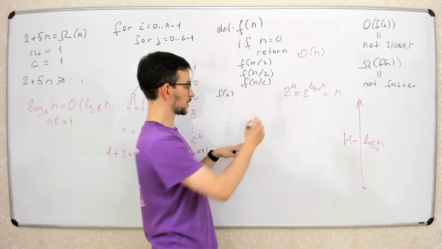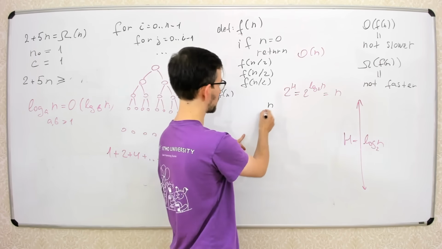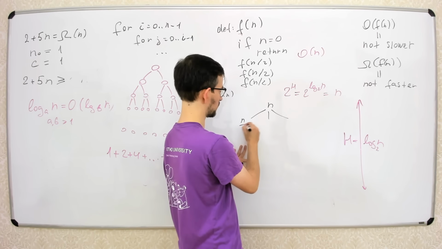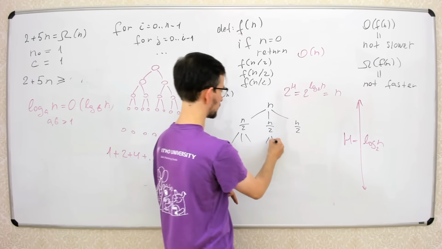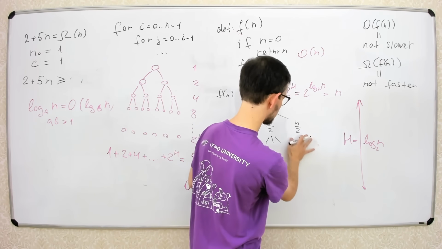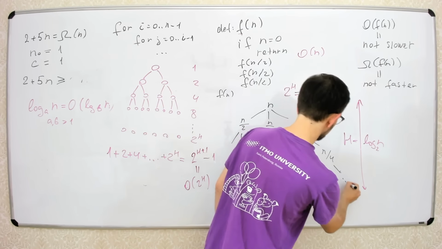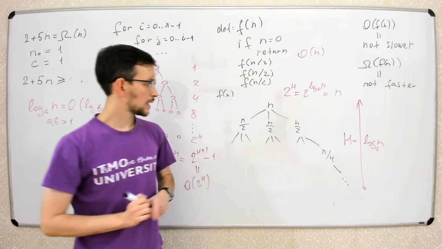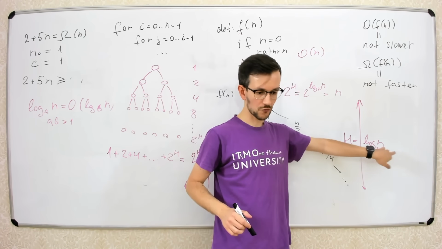Well, let's see. Yes, again we call f of n, and then we have 3 recursive calls here. Each call is n over 2. Then again we have 3 recursive calls here, 3 recursive calls here, 3 recursive calls, n over 4 here, and so on. Yes, the height of the tree will be the same. The height is log base 2 of n.